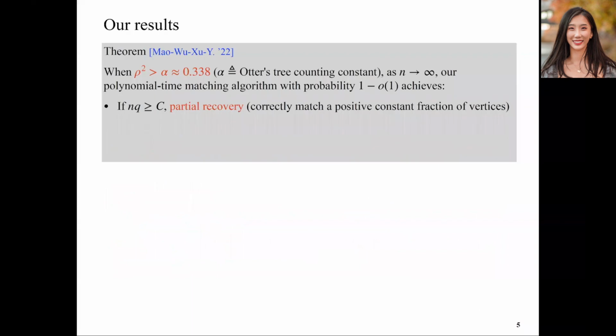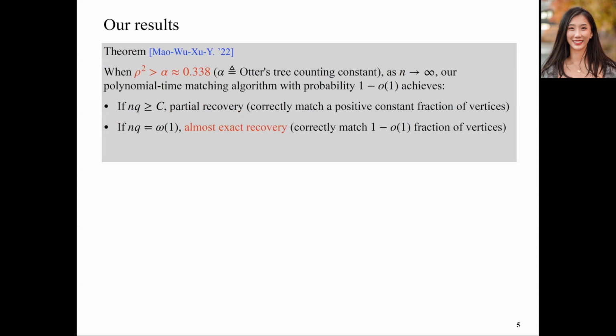Now let me talk about our main results. What we show is that if the correlation is larger than the square root of the tree counting constant, then as the graph size diverges, our algorithm scales with the network size and it succeeds with high probability, such that if the average degree of A and B is larger than some constant C, then our algorithm could achieve partial recovery. That means we can correctly identify a positive constant fraction of users between the two networks.